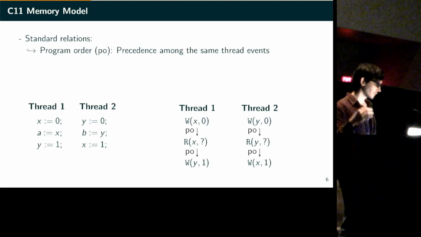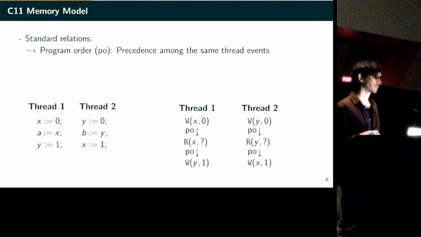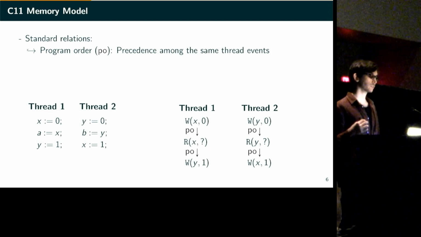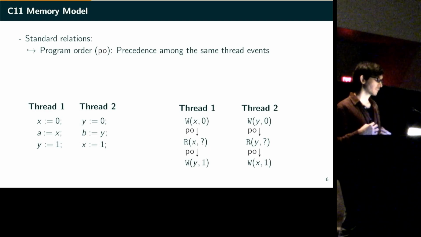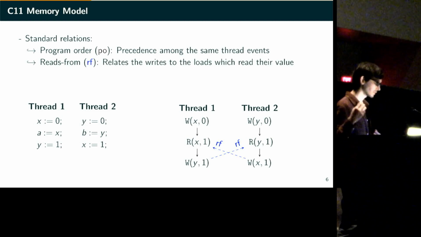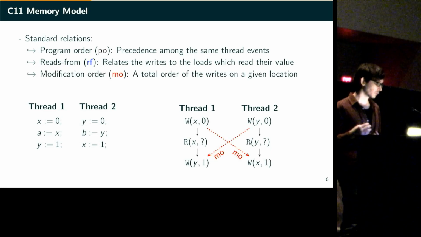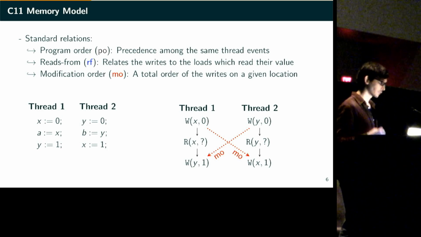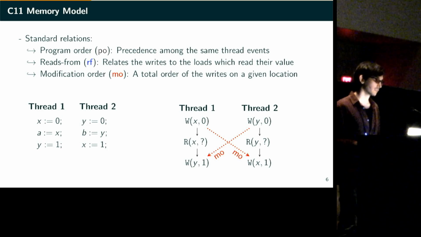And we have three standard relations that can be formed among these instructions. The first one is program order, or PO, which relates events of the same thread. The second one is reads-from, or RF, which relates the writes to the loads which take their value from them. And lastly, modification order, or MO. This is a total order on the write operations on the same location, and this simply captures cache coherence.